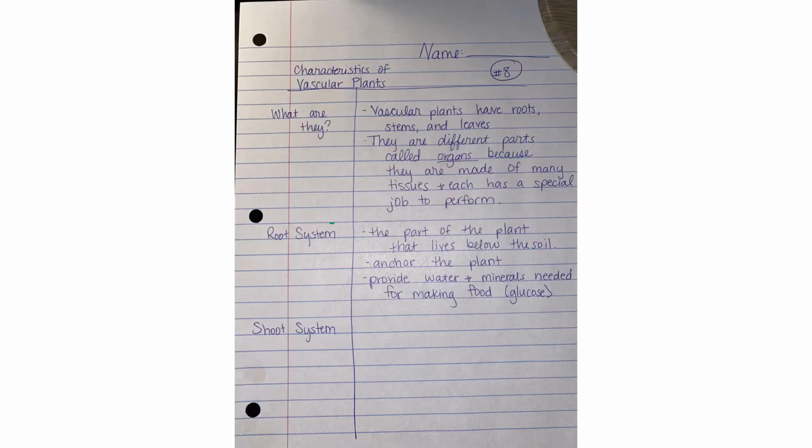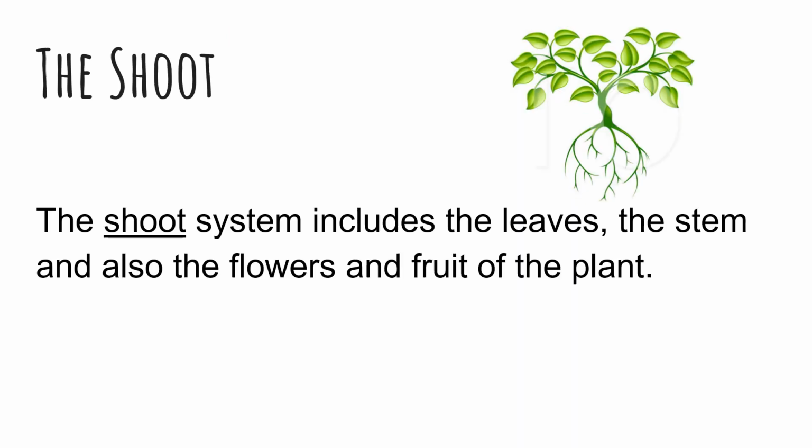Okay, for handwritten notes, the next topic is the root system. This is the part of the plant that lives below the soil. It serves to anchor the plant and provide water and minerals that are needed for making the food or the glucose. Next system we're going to look at is the shoot system. It's kind of fun because the plant systems rhyme, the roots and shoot system. And the key here is if the root system is anything below the soil, the shoot system is anything above the soil. The shoot system includes the leaves, the stem, and also the flowers and fruit of the plant.